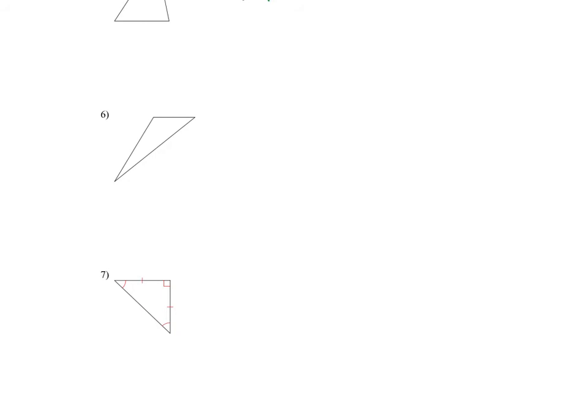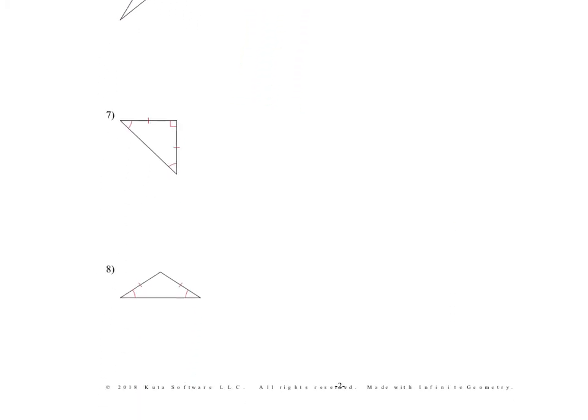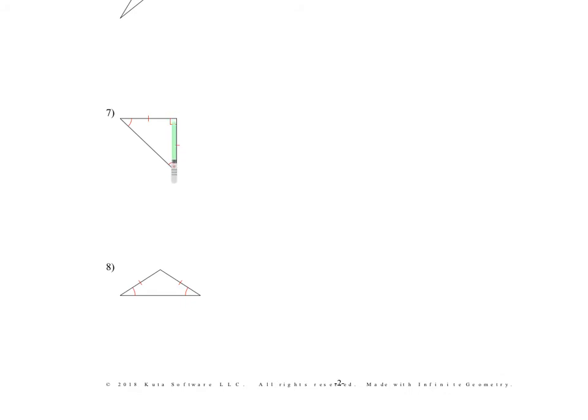The next one, this angle looks like it's bigger than a right angle. So that means that this is an obtuse triangle. The other two angles are going to be acute, right? But this one is an obtuse angle. Number seven, right here, you can see that I have a right angle. So that means that this is a right triangle, right? On number eight, let's say that that angle is less than 90 degrees, so this is an acute triangle.